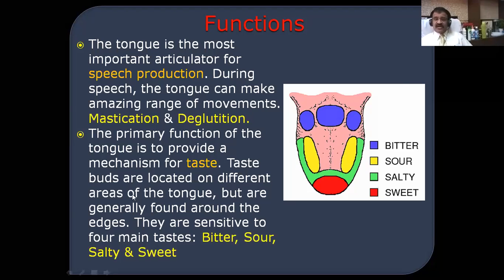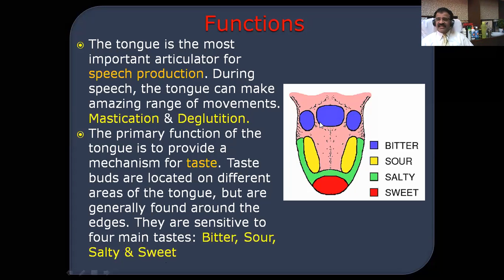Taste buds are located on different areas of the tongue on the papillae, but are generally found around the edges. They are more on the edges. They are sensitive to the 4 main tastes, the 4 primary tastes. Bitter means bitter, sour means sour, salty means salty, and sweet means sweet. So these are the areas where you have those tastes predominantly.